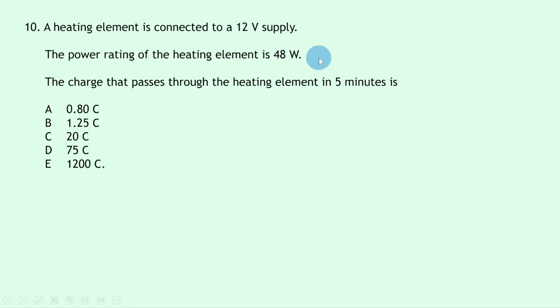So let's find the current first of all using one of our power equations from electricity, P equals IV, and then we can sub in the current value into our charge equation, Q equals IT, in order to find the charge. So let's do P equals IV to find what I is. Let's sub in the numbers, so we have 48 watts is equal to I times 12, and rearranging for I, we can divide both sides by 12 to get I equals 4 amps, and then we can use our equation for charge, current and time. So we have Q equals IT, substituting in the numbers, we have 4 amps times the 5 minutes times 60 to get it into seconds, and that gives us the answer 1200 coulombs, which is E.